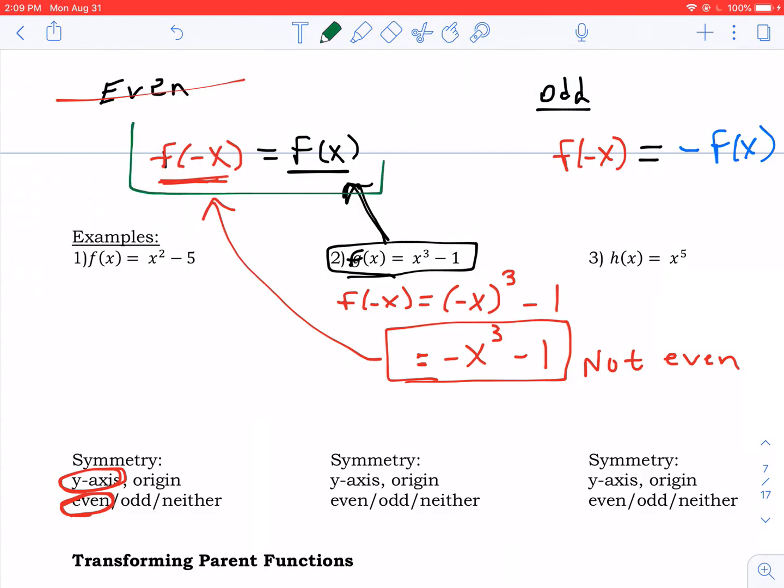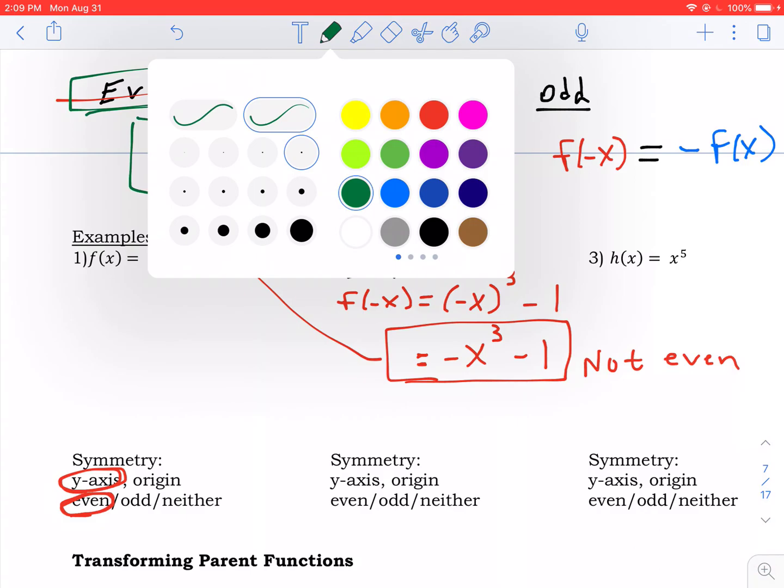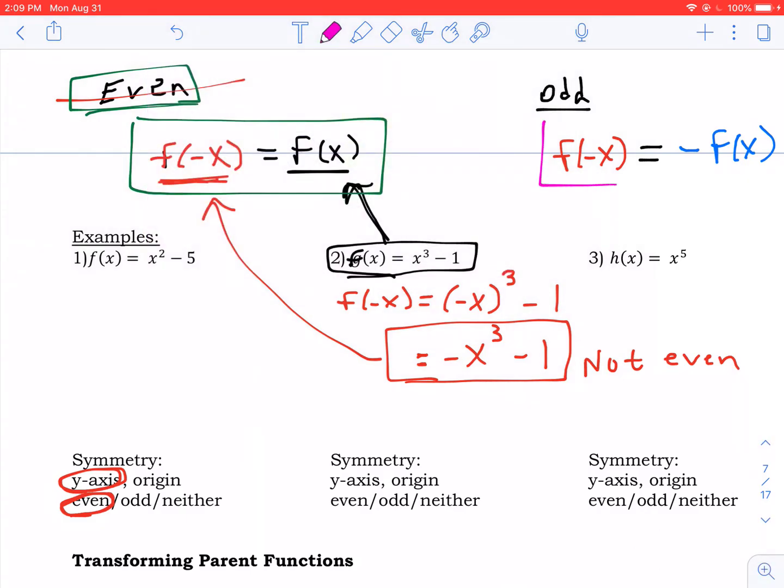We have even functions have that property. Even functions have this property. Odd functions have this property. Okay, so in our example 2, we've shown that it's not even, but how do we show if it's odd? Let's look.